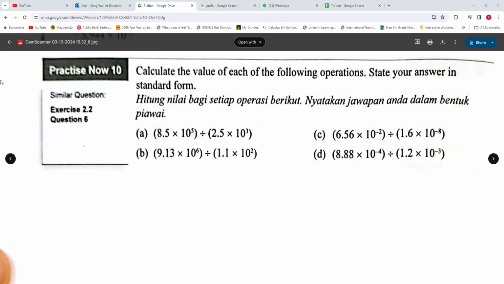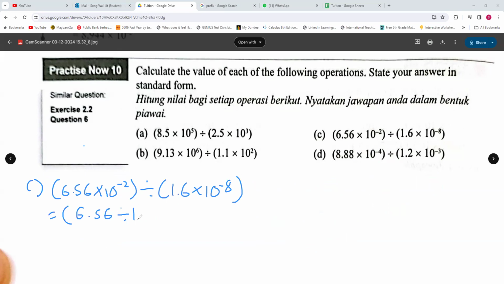We're proceeding. So for C, 6.56 times 10 power negative 2 divided by 1.6 times 10 power negative 8. Same pattern, get the numbers out first, 6.56 divided by 1.6. Put the powers together, write exactly what you see at the first part, times 10 power negative 2. Divide means you minus, the next power is negative 8. Okay, what is 6.56 divided by 1.6? The answer.